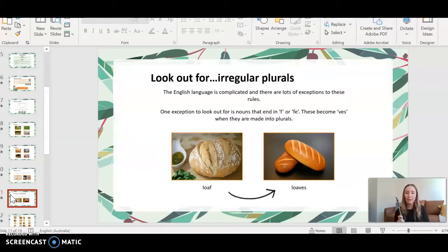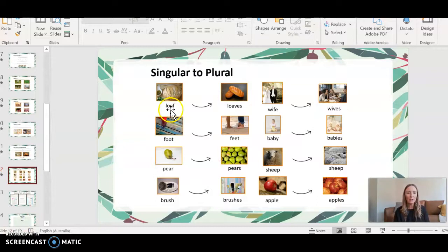Knife ends in an F. So we drop the F and we add VES to make it into a plural. Here are some examples. Loaf becomes loaves. Foot becomes feet. That is another irregular plural where the word fully changes. Pear becomes pears. Brush becomes brushes. We add ES, we can hear it, it ends with a sh.